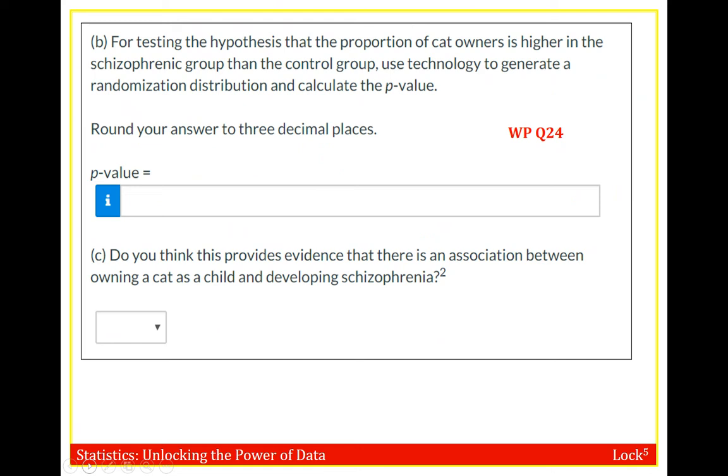For testing the hypothesis that the proportion of cat owners is higher in the schizophrenia group than in the control group, use technology to generate a randomized distribution and calculate the p-value.